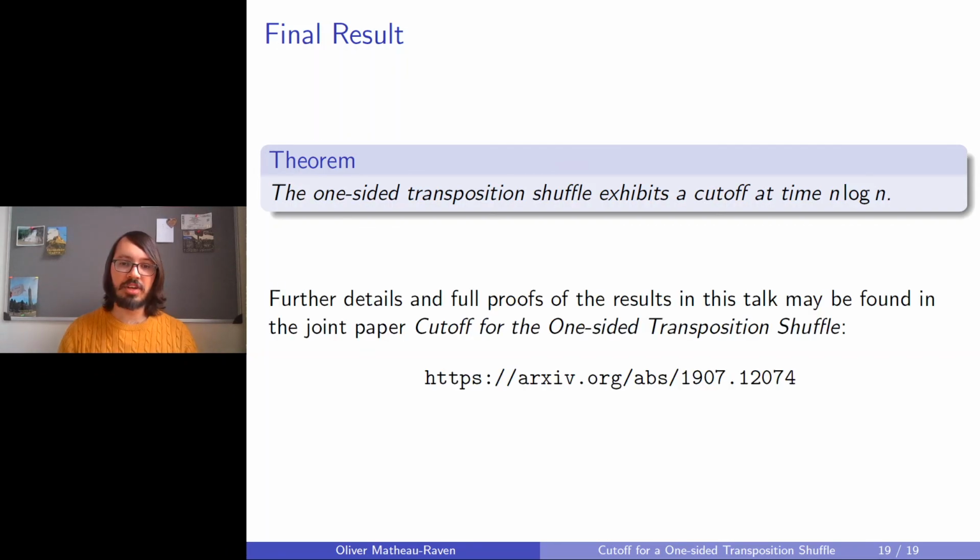Okay, further details of lifting eigenvectors and the upper bound, as well as a full proof of the lower bound, can be found in our paper called Cutoff for the One-Sided Transposition Shuffle and the arXiv link is here.